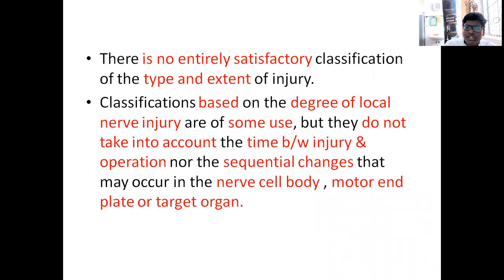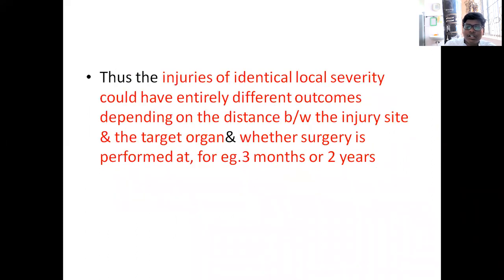The classifications based on the degree of local nerve injury are of some use, but they do not take into account the time between injury and operation, nor the sequence of phases that may occur in the nerve, cell body, motor end plate or target organ. Thus, injuries of identical local severity could have entirely different outcomes depending on the distance between the injury site and the target organ, and whether the surgery is performed at, for example, 3 months or 2 years.